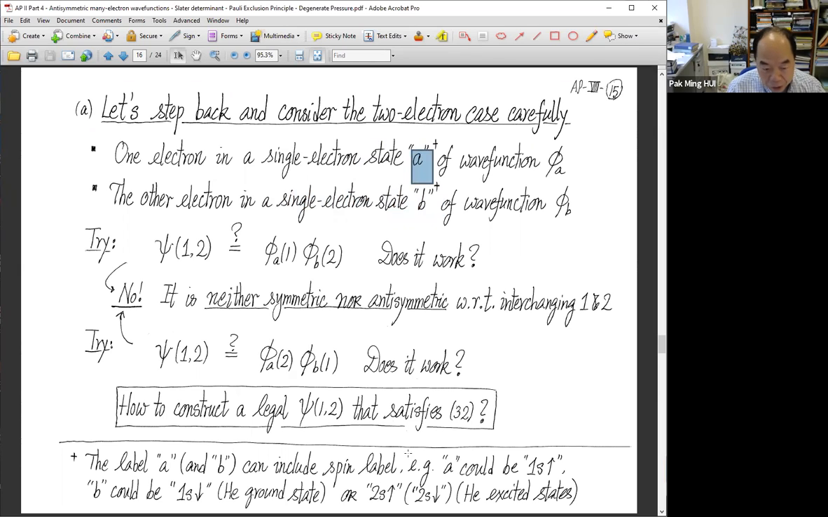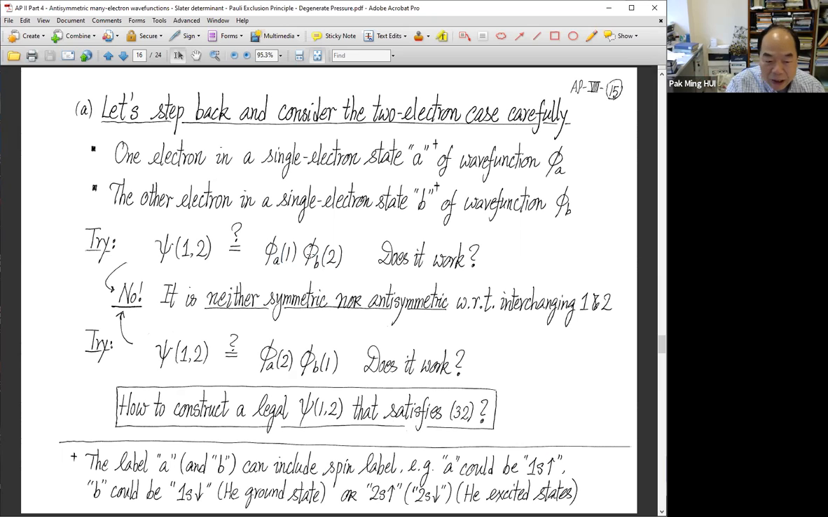This A could include a description of spin. For example, it could be 1s up. The B could be 1s down. Okay, but A could be 1s up, B could be 2s up. So that A and B is a broader description of the state. It could describe everything about that particular state. Now, we have two particles in two states A and B. It is the same game.